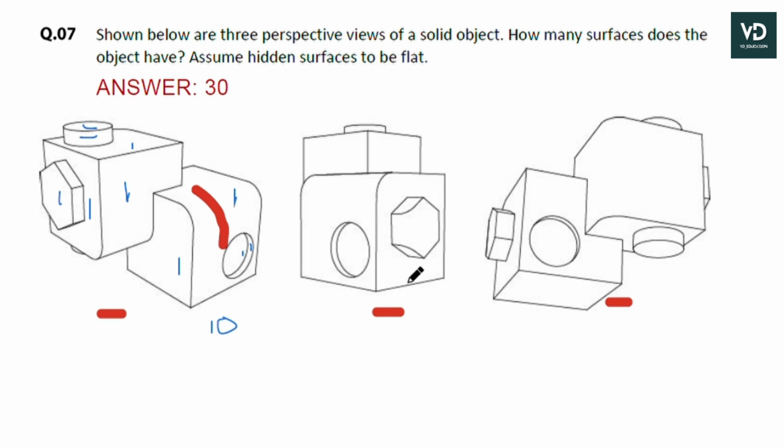Then, this hexagonal shape we are leaving for now, because we can see they have some curved surface in another view. So we will calculate that after some time. Okay. Then in the second view, this is a rear view of the first object, this part.